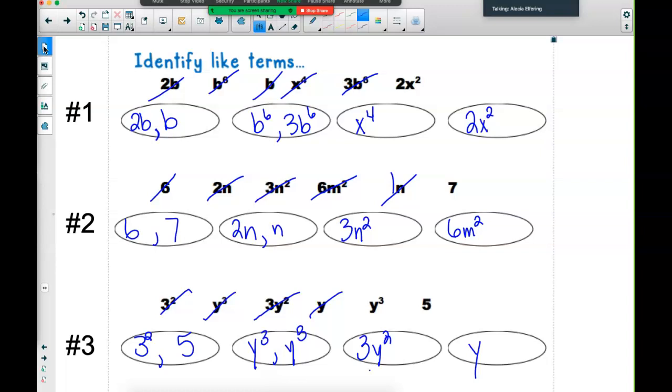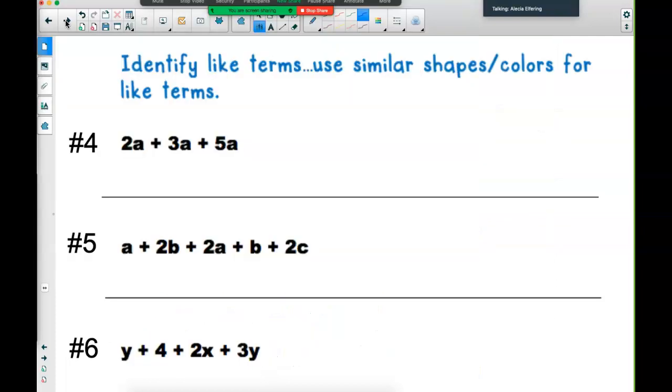Okay? Okay, so part of your homework's going to look like this. This is what you're going to have to do. Okay, the other part of your homework is going to look like this, where instead of putting them in circles, we're just going to use different shapes. Not really any more different, okay?